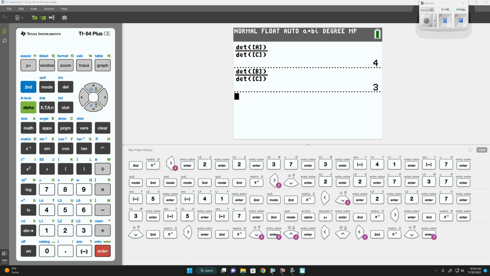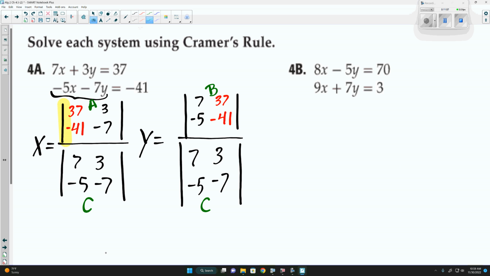So for our problem here, x is 4 and y was 3. Questions on how we got this here? Any question on everything we've done so far?